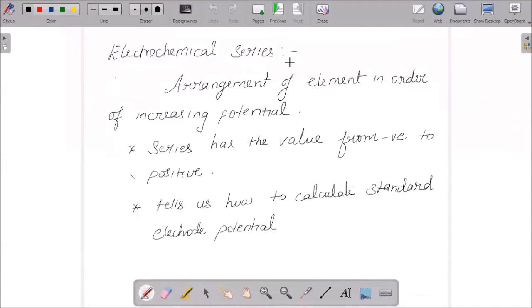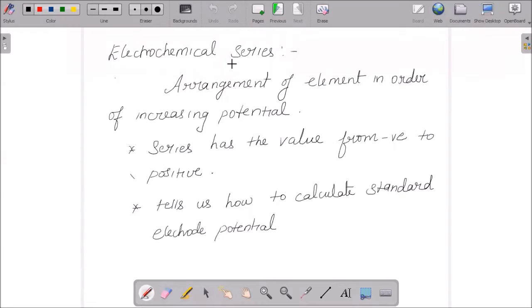And then we have the electrochemical series. It's very important that you remember at least a few of the orders of arrangement of the electrochemical series. It is nothing but the arrangement of elements in order of increasing potential. So the series has values from negative to positive, and it tells us how to calculate the standard electrode potential. It is important to remember the order because it helps in answering the questions.